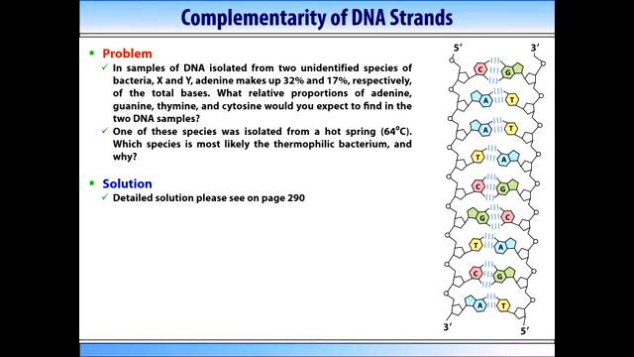The higher the temperature at which the organism lives, the more GC base pairs there would be in its DNA. The logic is very simple: just to keep it intact, to keep it together. It's like a long zipper that you want to prevent from denaturing.